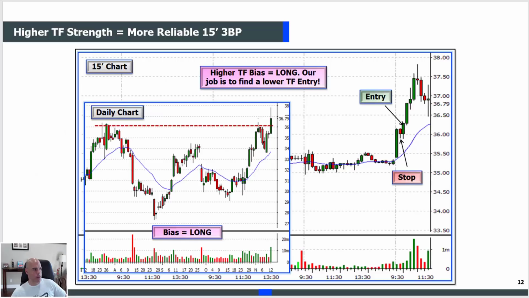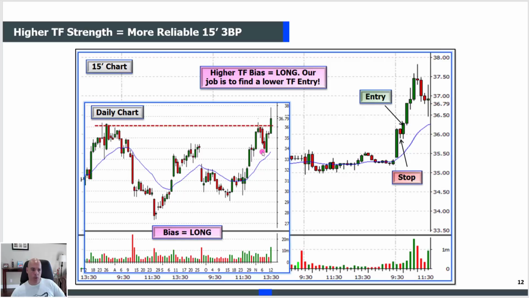Okay? Here's another example. The higher time frame strength makes for a more reliable 15-minute entry. So what do we have? We have a stock that's honestly not very nice on the daily chart. It's pretty choppy, right? Moves up, pulls back, moves up, pulls back. It's in a bit of a wide range, about a $10 range. And all in all, it's sloppy.